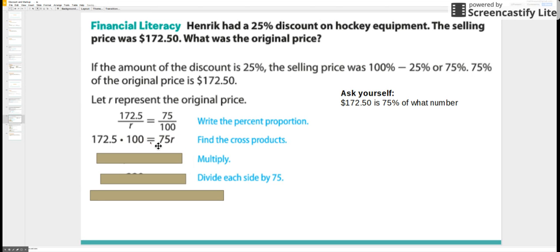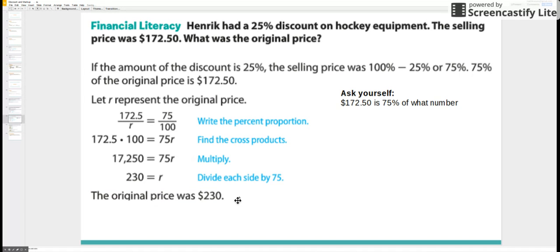172.5 times 100 is equal to 75R. 172.5 times 100 gets you 17,250 is equal to 75R. Divide both sides by 75 and you get R to be 230. So in other words, the original price was $230. Okay, let's look back just in case we don't understand. The original price $230, but he only paid $172.50 because he only paid for 25% off of that. Or in other words, he paid for 75%. Okay? All right, moving on.